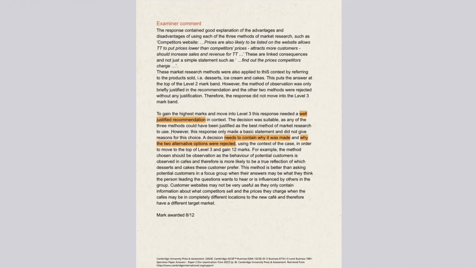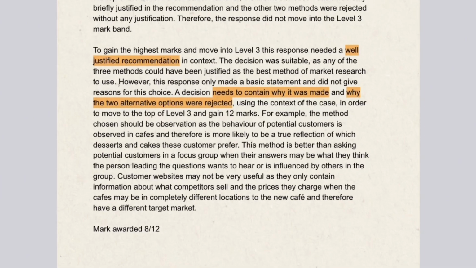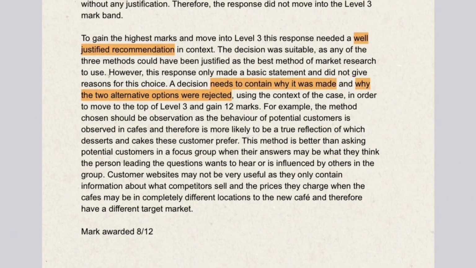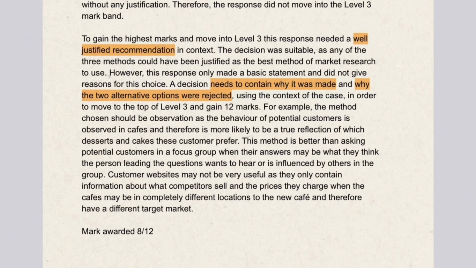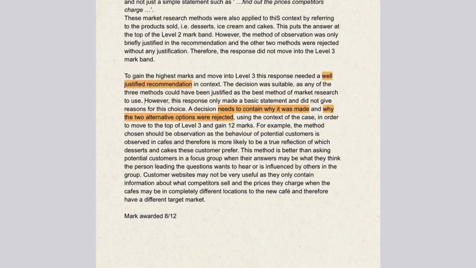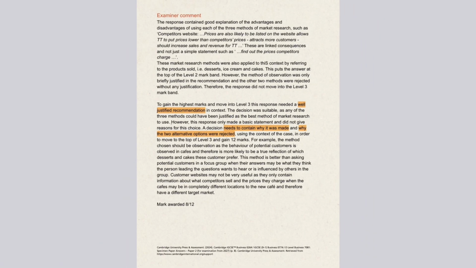This script scored 8 out of 12, meaning they did not get any of the evaluation points. So let's have a look at the feedback. So I've highlighted the most important things that the examiner said. You need a well-justified recommendation, and it needs to contain why it was made. That is for your first level 3 mark. And then you need to discuss why the 2 alternative options were rejected. And you will get 1 level 3 per reasoned rejection for each alternative.